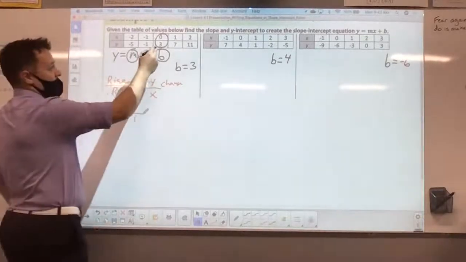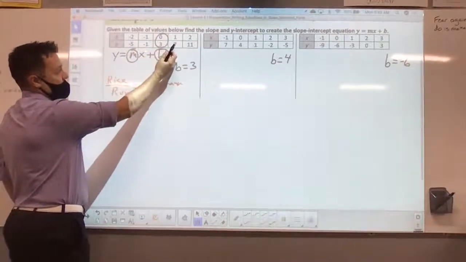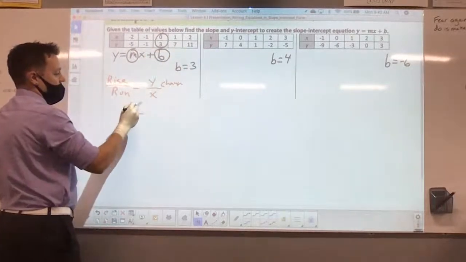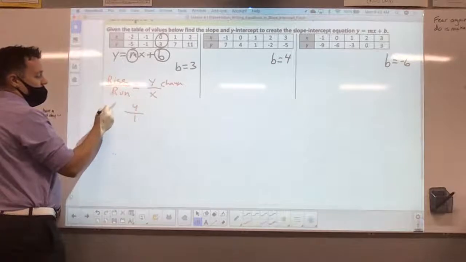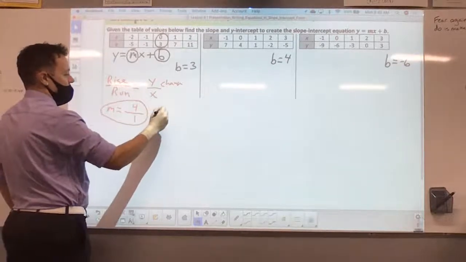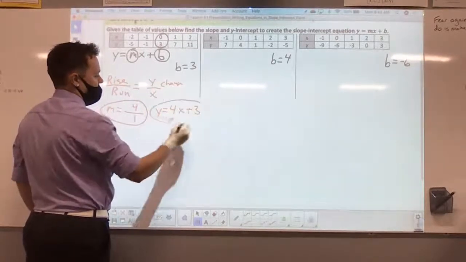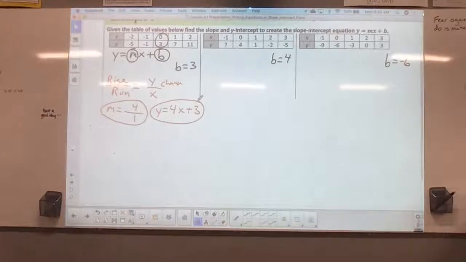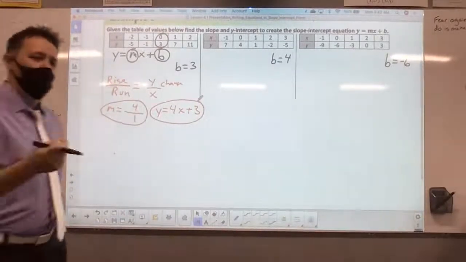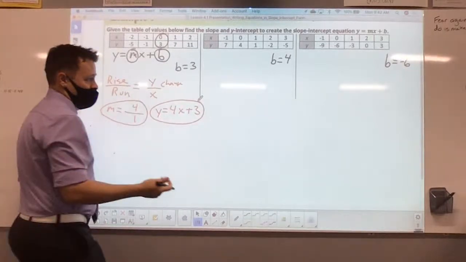You guys can see that, right? How do they go from 3 to 7, 7 to 11? It's a 4. And that's your slope. So your equation is y equals 4x plus 3. Is that difficult? No, it's not. What you have to do is find the pieces. For some of you, the most difficult part is finding the pieces of the puzzle to go together.